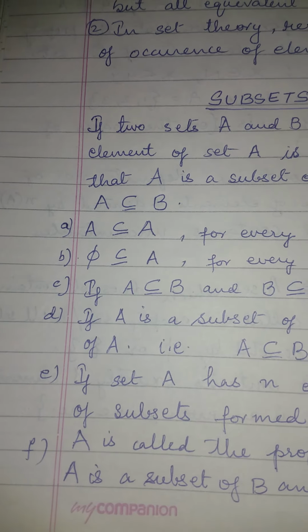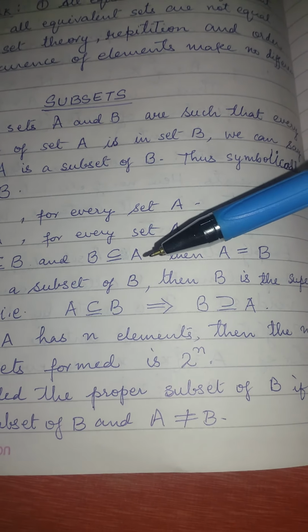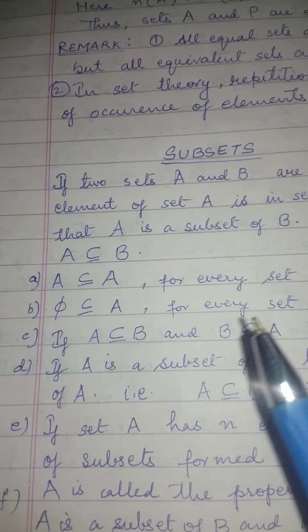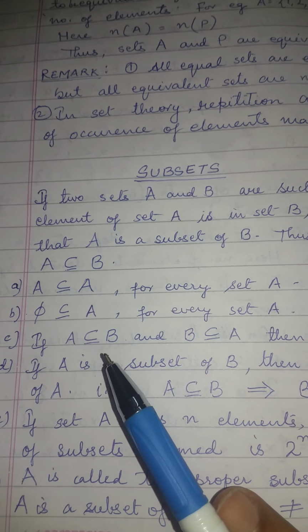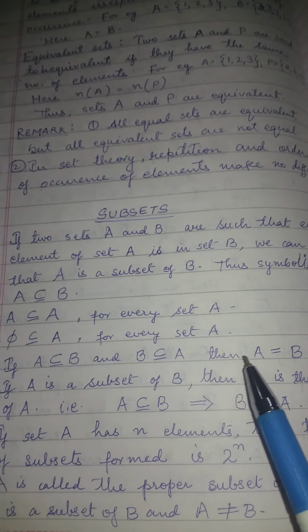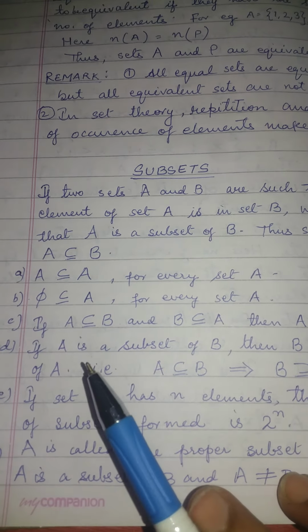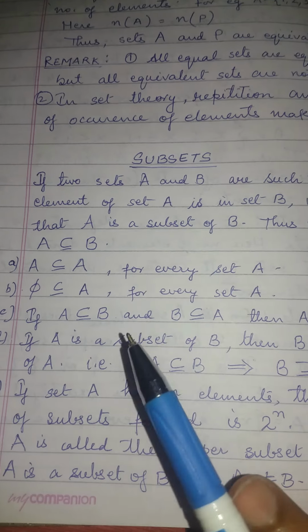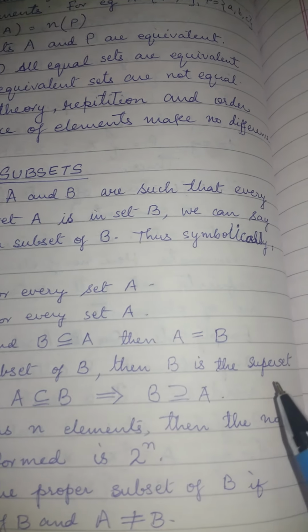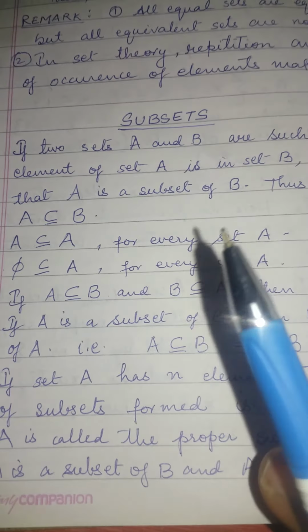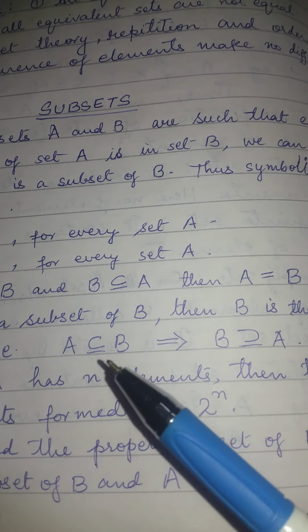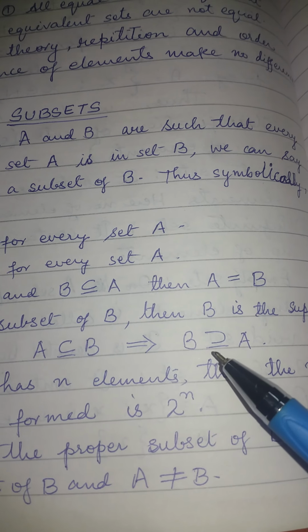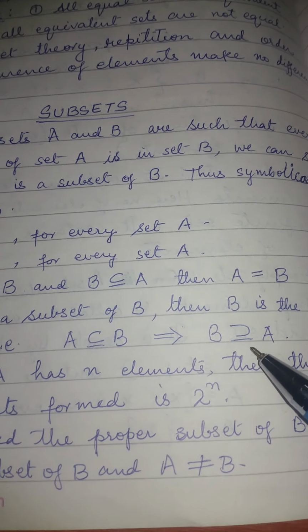Fourth property, if A is a subset of B and B is a subset of A, then A is equal to B. The next property, if A is a subset of B, then B will be a superset of A. Symbolically, I will write A ⊆ B implies B ⊇ A. See the symbol of superset, it is an inverted C with a line.